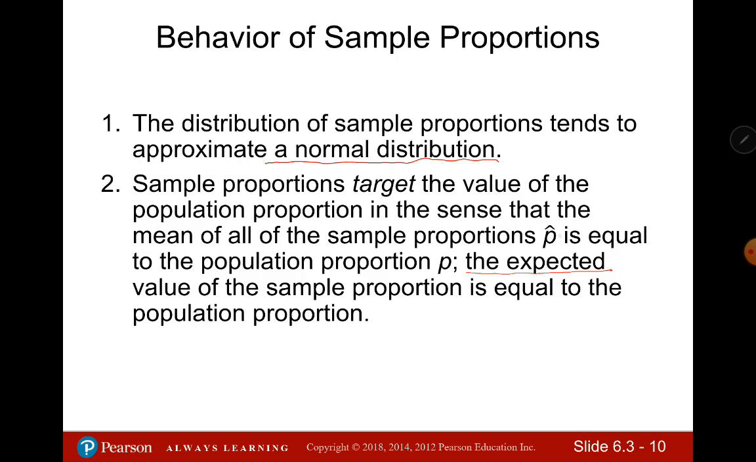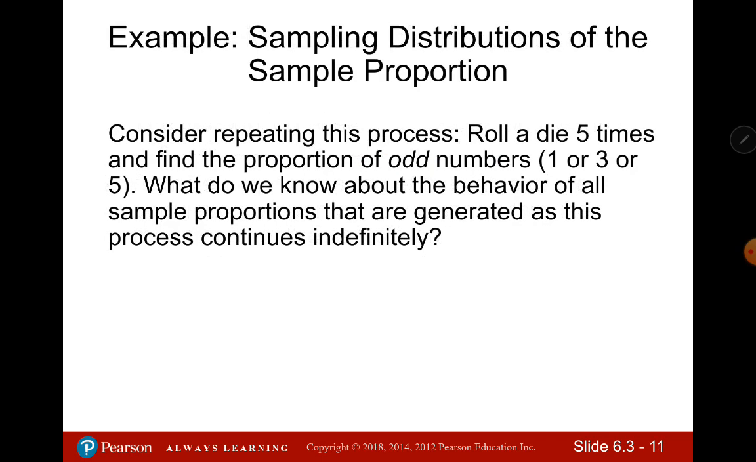It's just, we have 100 p hats. We add them up, divide by 100. That's the mean of the p hats, which is equal to p, the population proportion. Let's see an example to help you understand what we are talking about.